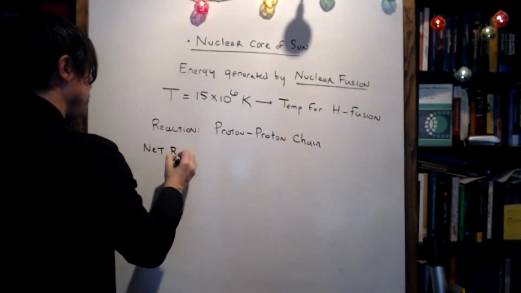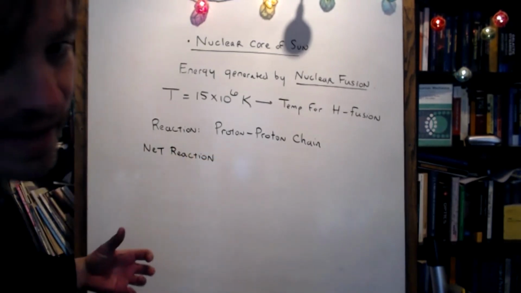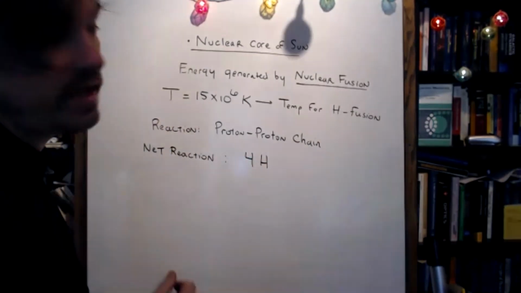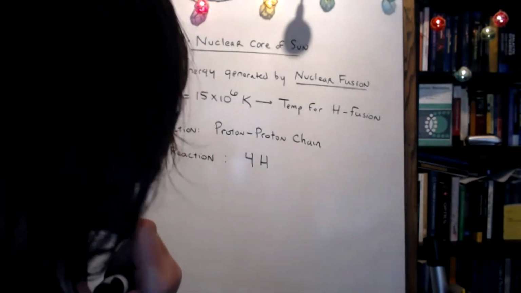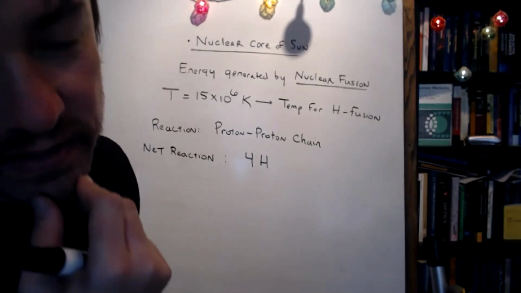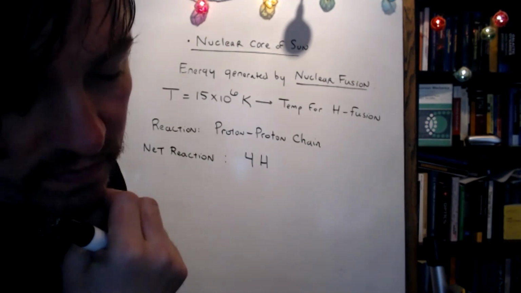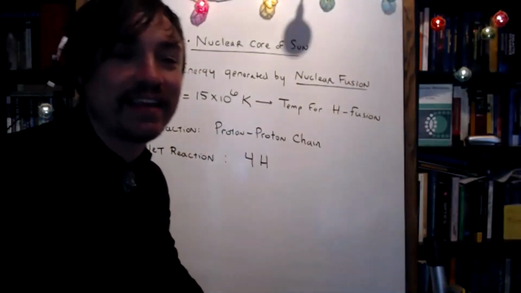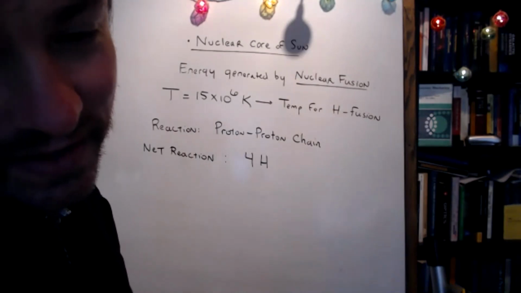The net reaction could be written in the following way. 4 hydrogens. Hey class, what is the nucleus of a hydrogen atom? I've got to make sure we drill this in, otherwise you're going to get lost here. What's the nucleus of a hydrogen atom? 2 neutrons, 2 protons. 1 neutron, 1 proton. Okay, so that's a helium nucleus. A helium nucleus is 2 protons and 2 neutrons.